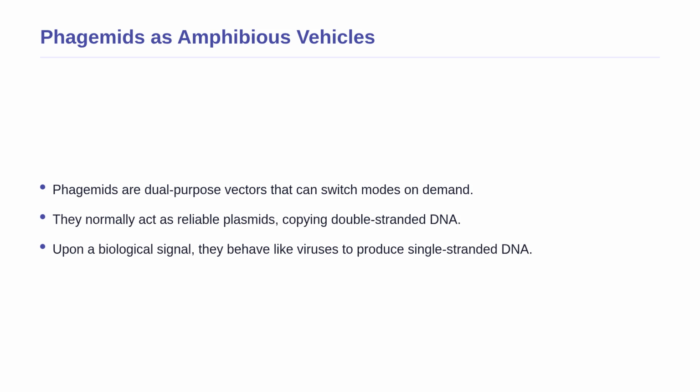Most of the time, a Phagemid acts just like a normal, reliable plasmid that is easy to copy and store as double-stranded DNA. But when we give the host cell a specific biological signal, the Phagemid switches modes. It starts behaving like a virus, producing a completely different type of genetic material, pure, single-stranded DNA. This dual-purpose nature makes Phagemids highly versatile for advanced genetic engineering tasks.